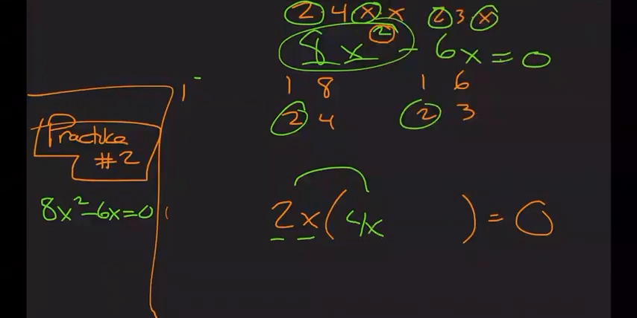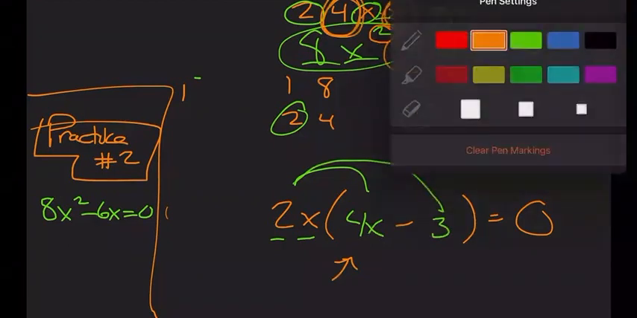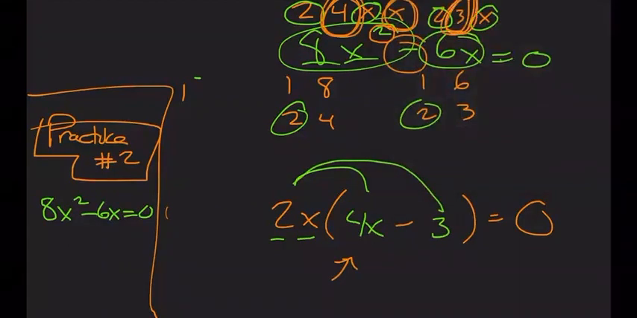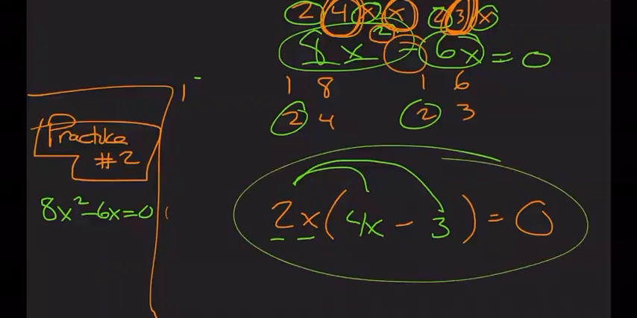Again, you could look up here. You could see what we were left over with when we took out 2 and x was 4x. That's exactly what we put here. Then we have minus this time, so minus. And then we're asking 2x times what gives us a 6x. 2 times 3 gives us 6, so that's going to be a 3 right there. And again, you could look up here. The thing we had left over when we took out 2x was a 3. So there we go. We have our factored quadratic.